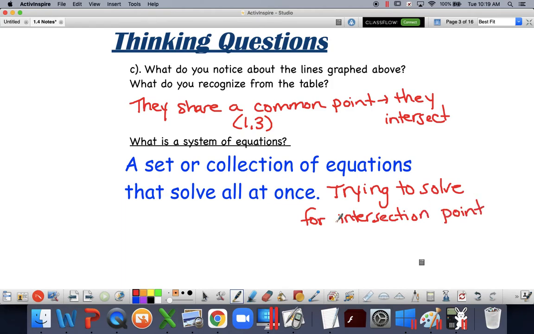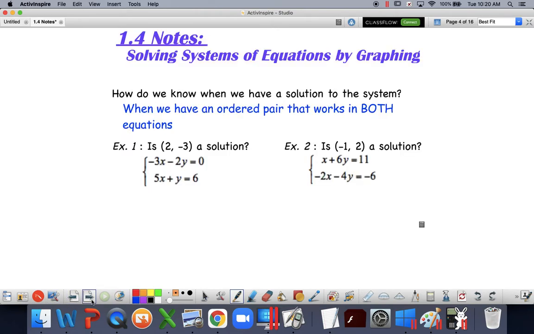When you solve a system of equations, your solution will hopefully be the coordinate point. So for instance, for the example that we did in the warm-up, if I was asked, what is the solution to the system of equations, I would say the coordinate point 1, 3. That represents my solution. Let's look at a couple of examples below.